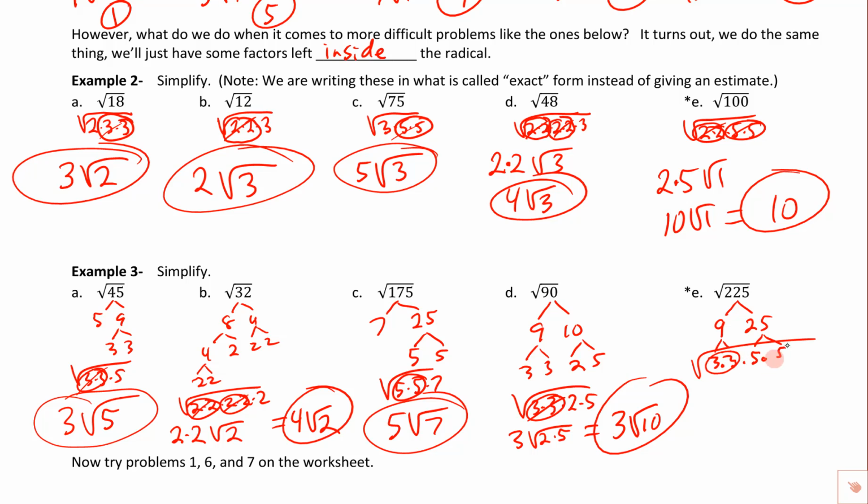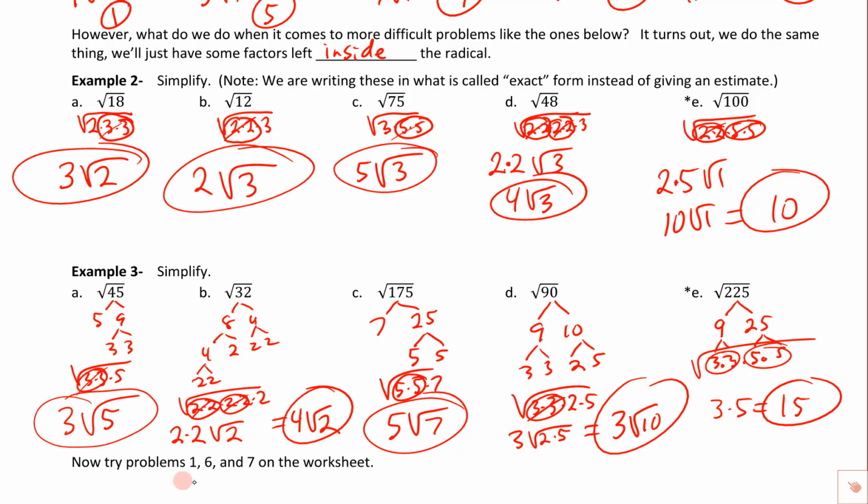So a pair of 3s and a pair of 5s. 3 on the outside, 5 on the outside. Again, what's stuck underneath? Okay, we could write a 1 if we need to, but a lot of times if there's nothing left, we just get used to the fact we just don't even write the radical anymore. So we've got 3 times 5 is 15. And that should be one that you have memorized, or at least recognize that that's on your list.